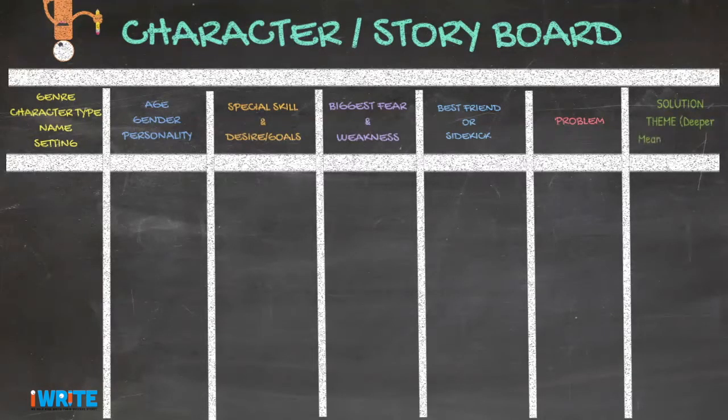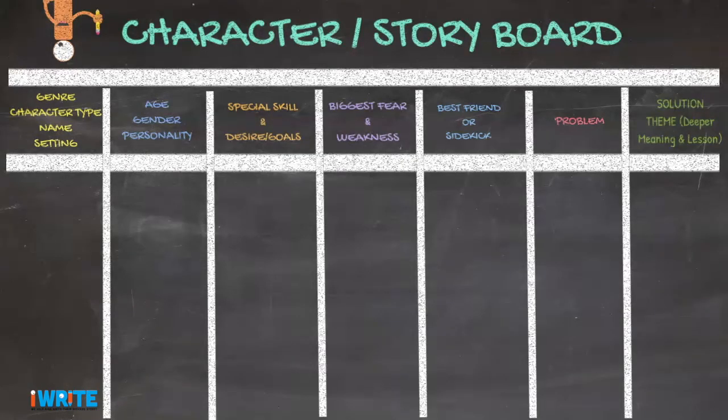And then we're also going to write theme. And then we describe that as the deeper meaning and the lesson that the character will learn. So go ahead and put these titles at the top of each of your columns so you'll know what kind of information and details we're gonna capture here in just a moment.